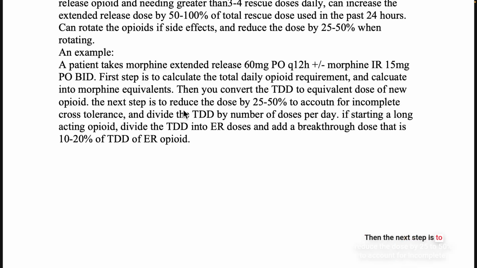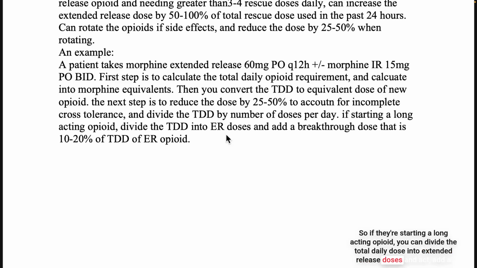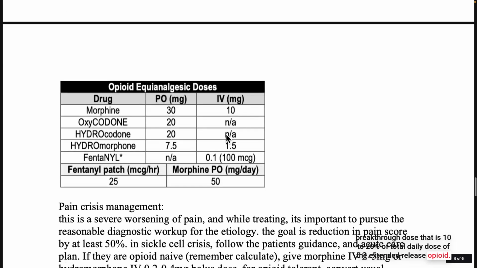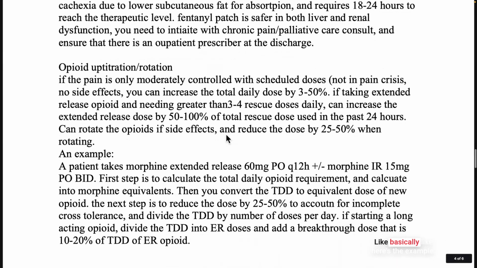The next step is to reduce the dose by 25 to 50% to account for incomplete tolerance, and then divide the total daily dose by the number of doses per day. If they're starting a long-acting opioid, you can divide the total daily dose into extended release doses and add a breakthrough dose that is 10 to 20% of the total daily dose of the extended release opioid. So how does this work?